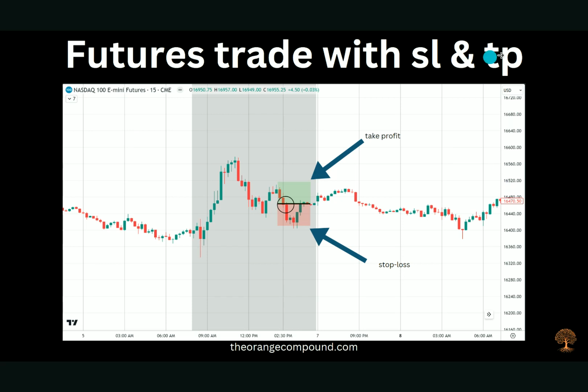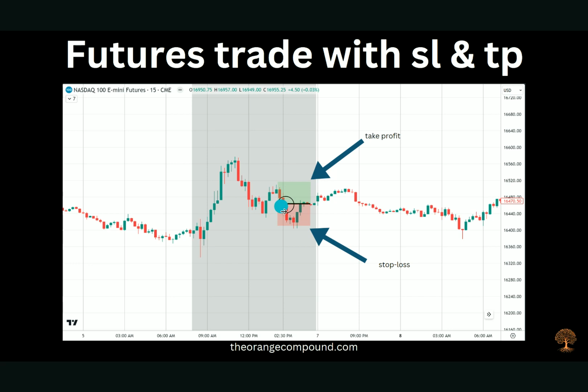Futures trade with stop loss and take profit. If you see SL or TP, that's kind of like an abbreviation for stop loss and take profit. So right here you see we entered the trade in this little circle. We said, okay, let's take a trade. This is our entry price right here, which is like, I want to say, 16,450.